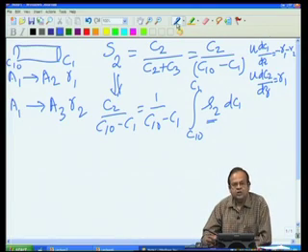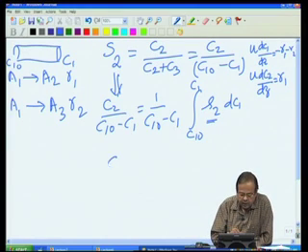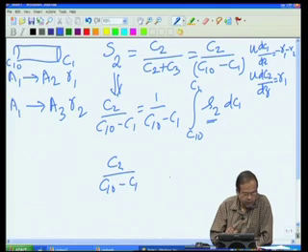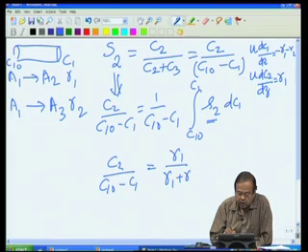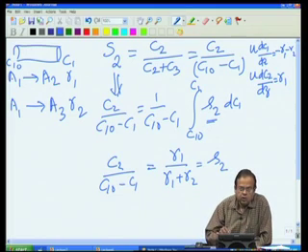You can once again write the mass balances for species C1 and C2 and rearrange the equations, and we will get C2 by C10 minus C1 as R1 by R1 plus R2, which is nothing but S2. Okay. We will get equal to S2.